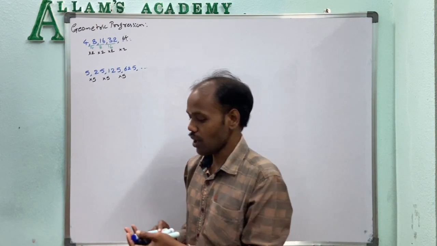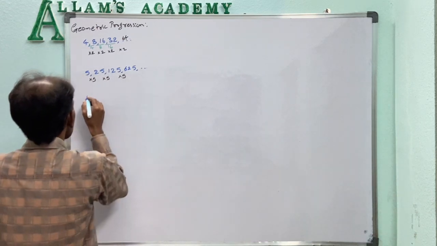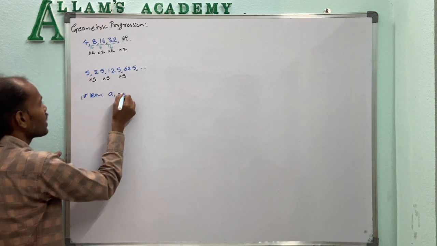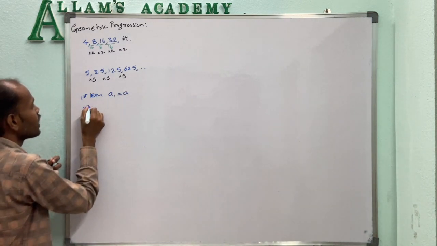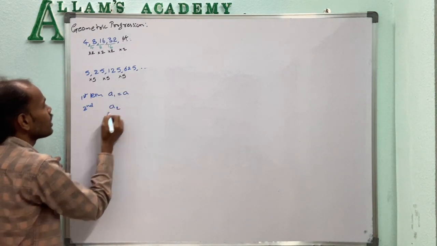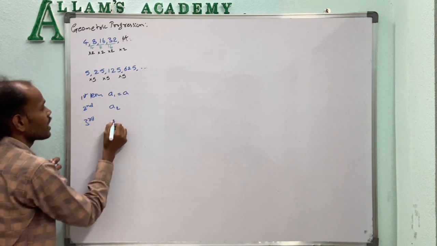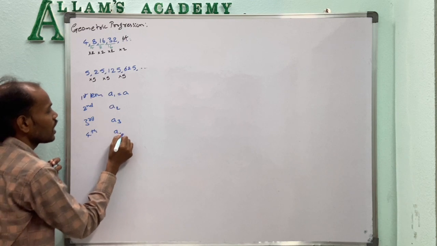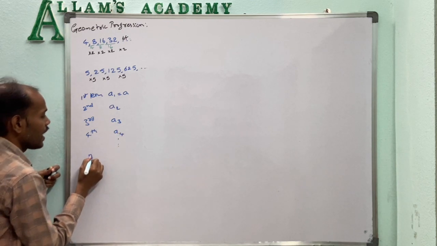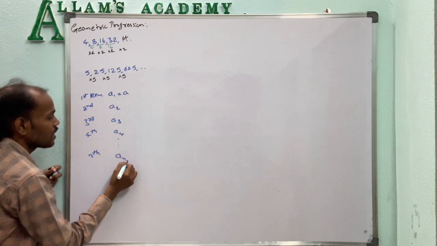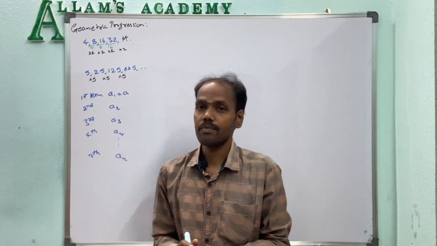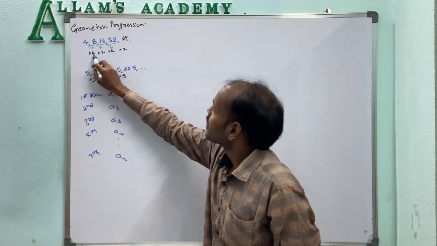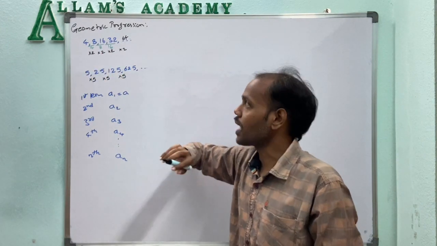Now in this geometric progression, the first term is indicated by a1, that is a. The second term is indicated with a2, the third term with a3, the fourth term with a4, and so on, and the nth term is indicated with an. Now here, the multiplied number is the same each time.